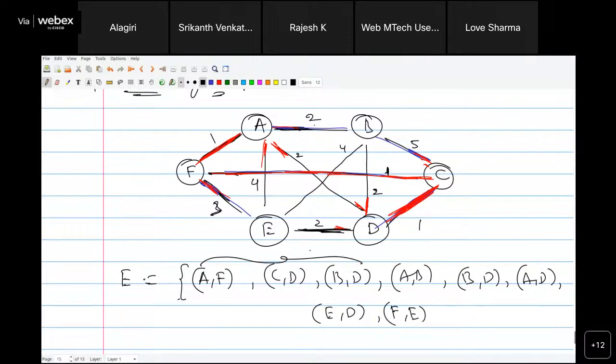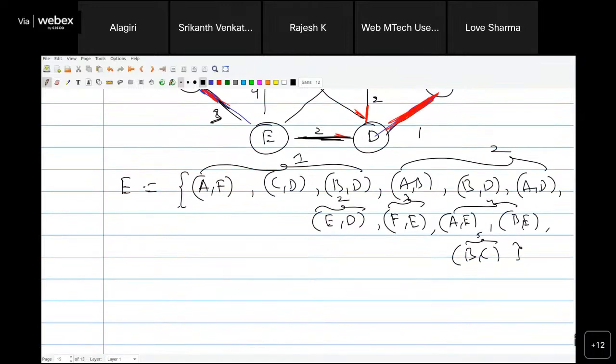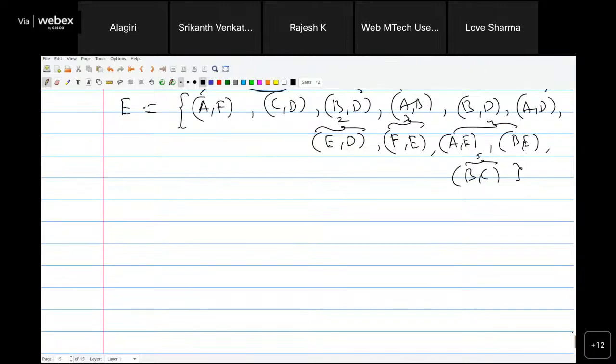All these are weights of 1 and these are weights of 2, and FE is weight of 3, and then we will move to 4, AE and BE. These are weights of 4, and finally BC, and this is the weight of 5. So what he does is, he will arrange all the edges in ascending numerical order, from minimum to maximum.